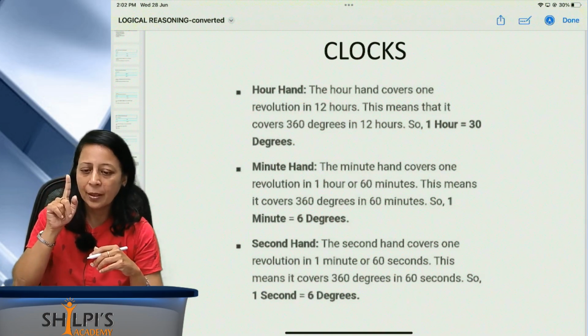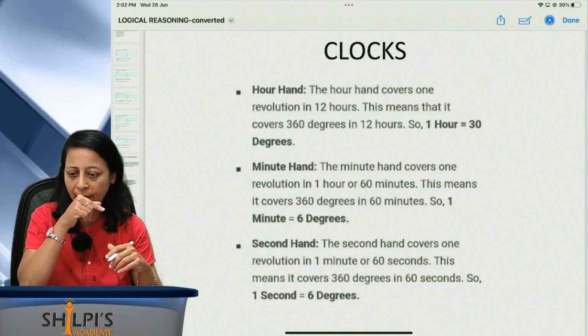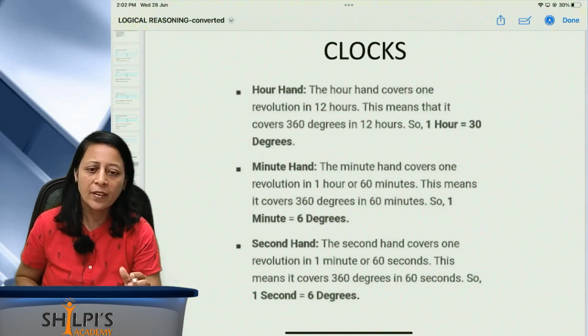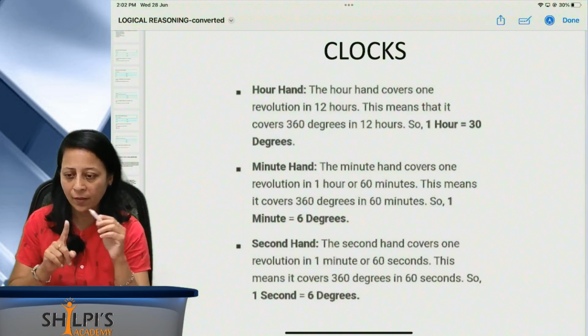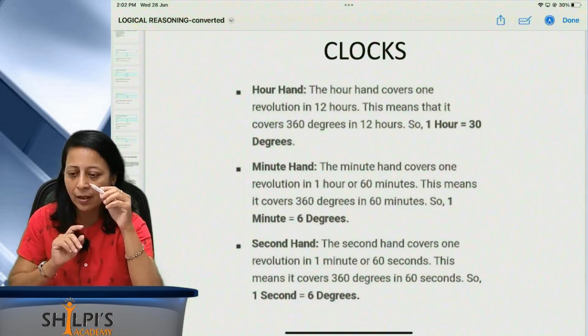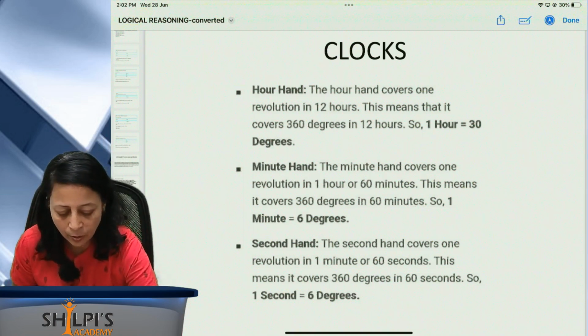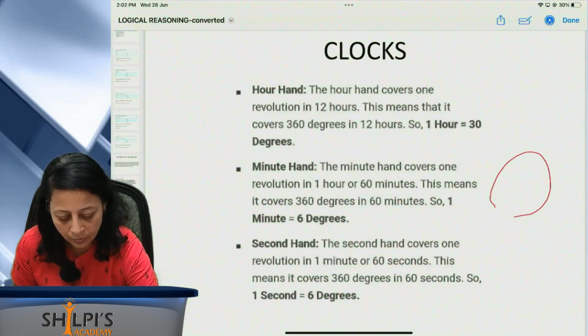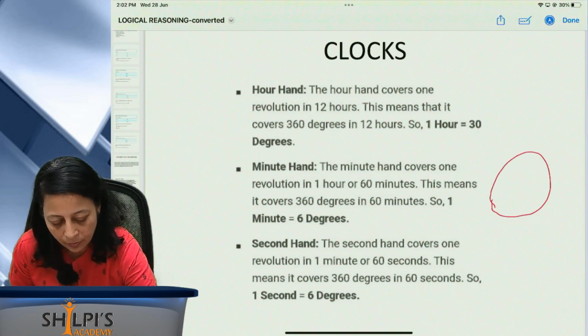Minute hand will be little bigger. Second hand goes faster, tick, tick, tick, tick, tick, tick. Okay. So the hour hand covers 1 revolution in 12 hours. We know that one. So hour hand it is. Know that when you draw a clock, 12, 1, 2, 3, 4, 5, 6, 7, 8, 9, 10, 11.